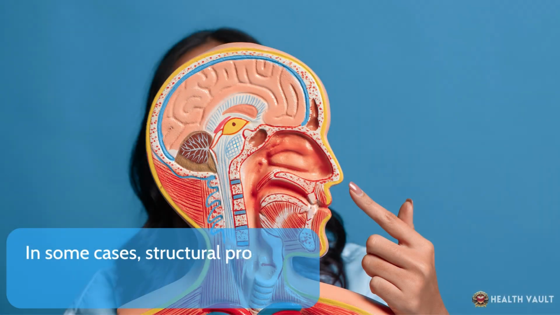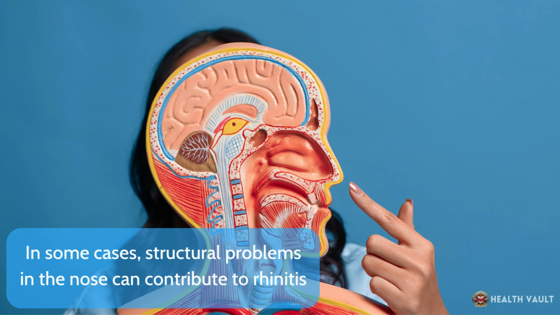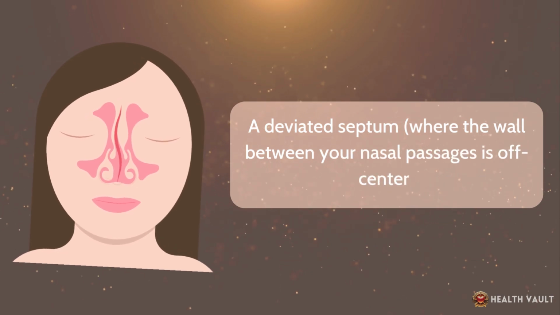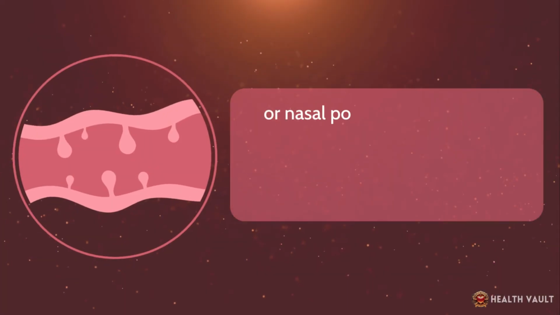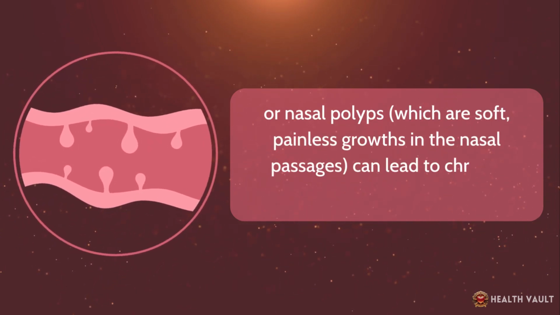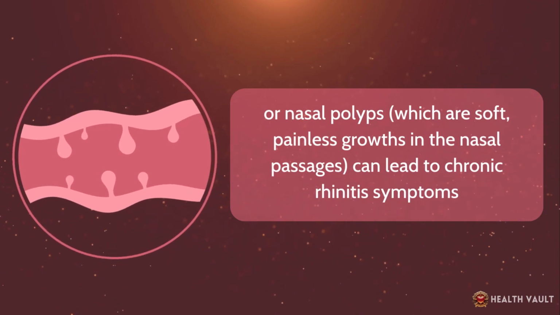In some cases, structural problems in the nose can contribute to rhinitis. A deviated septum, where the wall between your nasal passages is off-center, or nasal polyps, which are soft, painless growths in the nasal passages, can lead to chronic rhinitis symptoms.